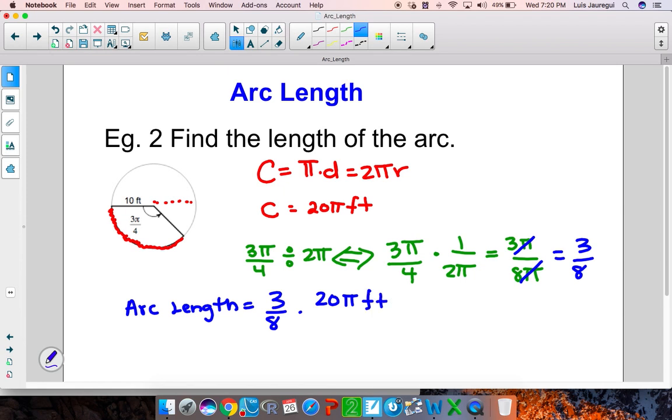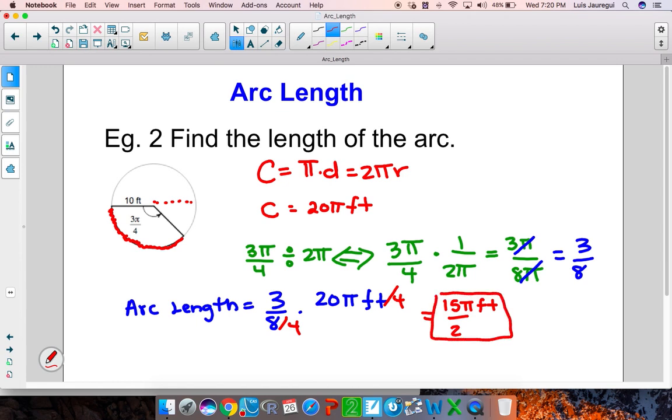Now, we find the greatest common factor of 20 and 8, which happens to be 4. So let me divide both numerator and denominator by 4. Now, by doing that, this becomes a 5. 20 divided by 4 is 5. And 5 times 3 is 15. So that's 15 pi feet divided by 8 divided by 4 is just 2. Okay? So your arc length is 15 pi over 2 feet. Okay?